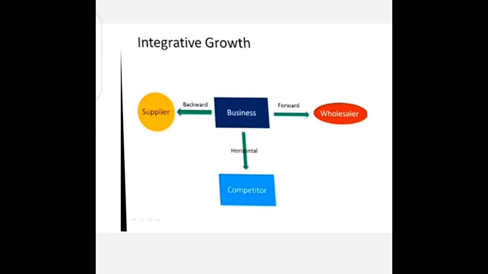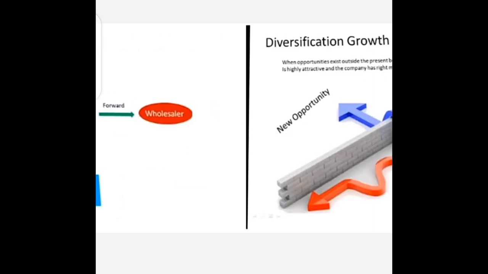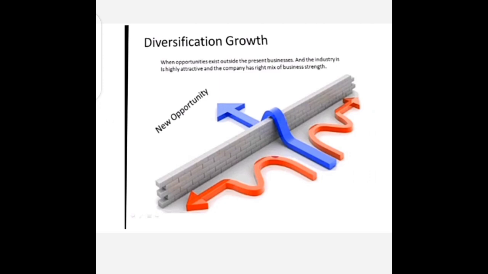Integrative growth: if a business acquires its suppliers, it is known as backward integration. If it acquires the wholesalers, it is known as forward integration. And if a business acquires its competitors, it is known as horizontal integration. Like in the case of Polka and Walls ice cream, you see how Polka acquired Walls ice cream.